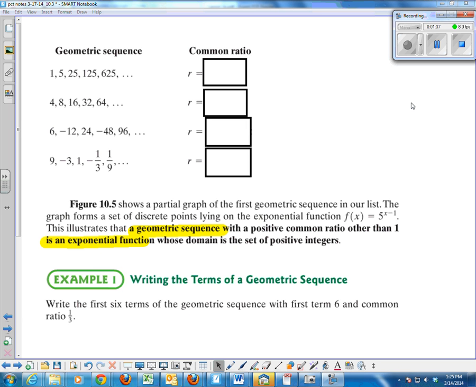Turn to the next page. Pause the recording here and give yourselves a couple minutes to try to find the common ratio for each of these sequences.